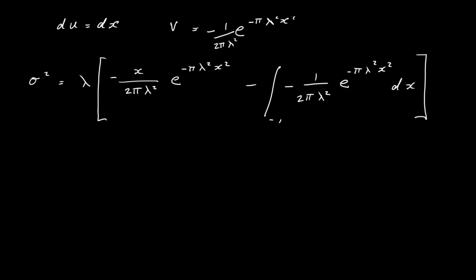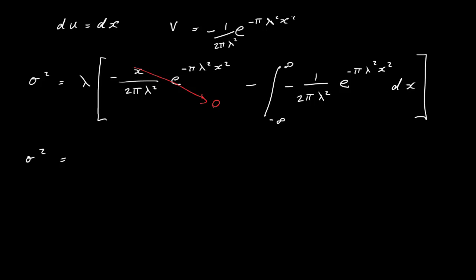And remember, this is all from minus infinity to plus infinity here. Now, if we have a look at this here, we'll find that as x goes to infinity, this entire thing becomes 0. So all of this here will just become 0. So really what I've got to do here is just look at sigma squared.